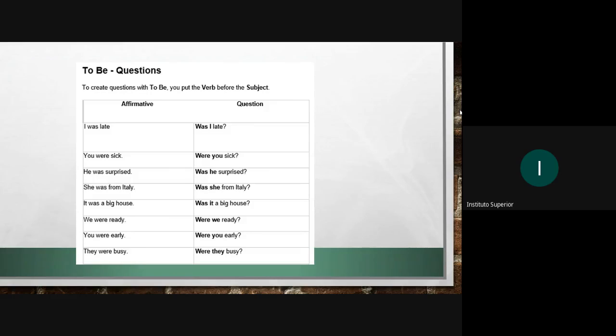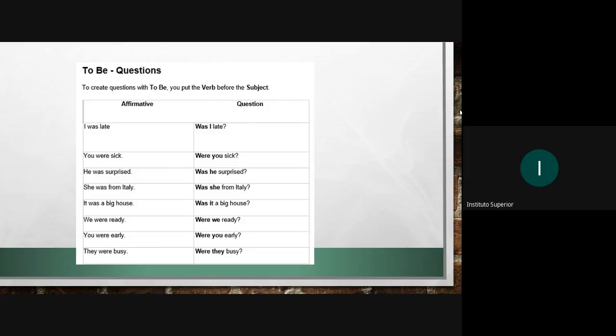The first example is going to be, I was late. Was I late? Sí. Por duro que le suene, es así. No, I was late. That's just an affirmative statement. I was late. Was I late? You were sick. Were you sick? He was surprised. Was he surprised? She was from Italy. Was she from Italy? It was a big house. Was it a big house? We were ready. Were we ready? You were early. Were you early? They were busy. Were they busy?